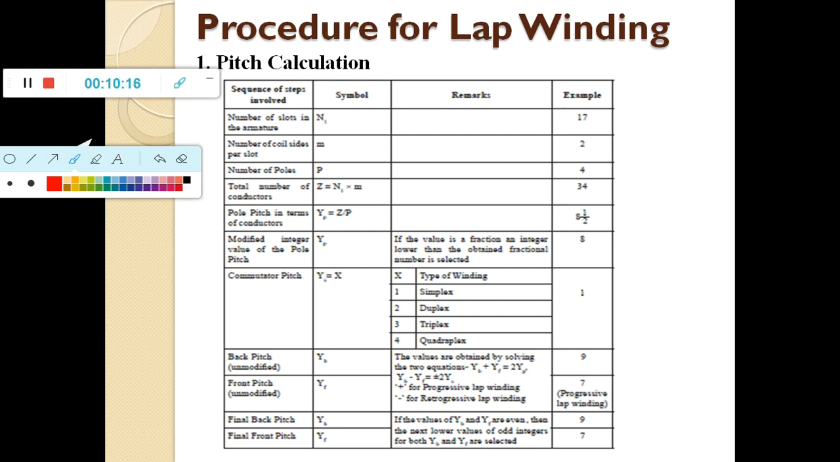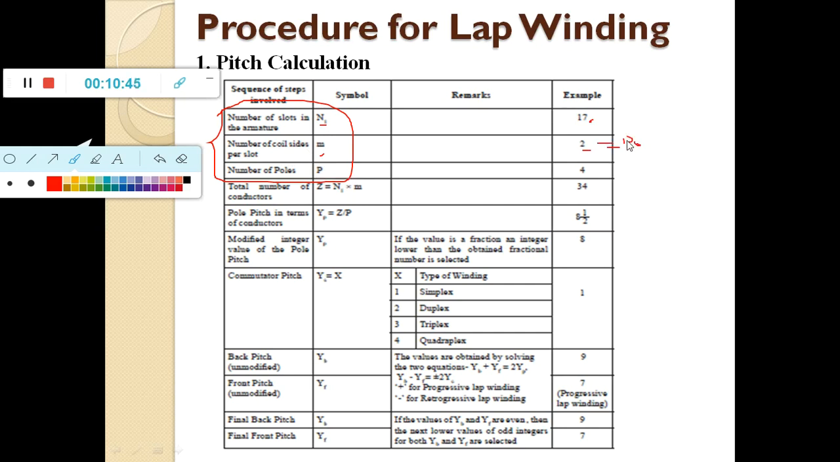So in any problem, the number of slots, the number of coil sides and the number of poles are the given data. These 3 are the given data. The number of slots is represented by NL, the number of coil sides per slot is represented by M, and the number of poles is represented by P. So let us have an example here. Let the slots be equal to 17 and the coil sides per slot equal to 2. It means it is a double layer, right?